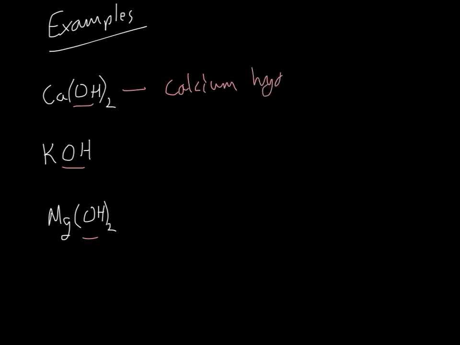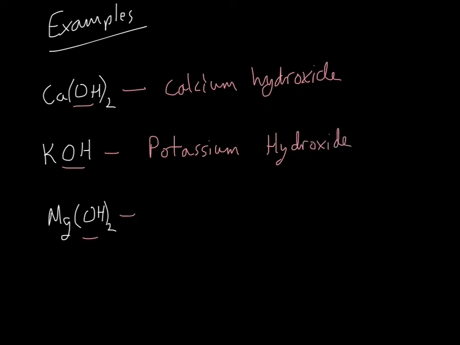Okay. And there we are. That's all there is to it. We don't have to worry about any prefixes. We don't have to do anything like that. Just calcium hydroxide. K here is potassium, so this is going to be potassium hydroxide. And finally, we have magnesium hydroxide, right? Because Mg is magnesium, so we're going to have magnesium.